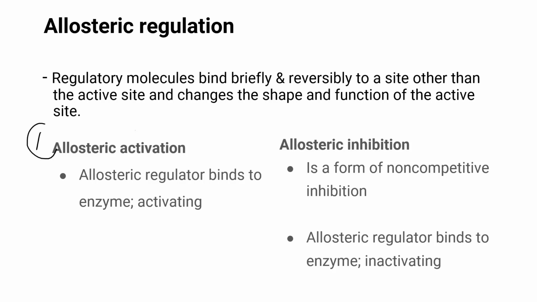Allosteric activation happens when the allosteric regulator binds to the enzyme, thus activating it, while allosteric inhibition is a form of non-competitive inhibition. The allosteric regulator binds to the enzyme, inactivating it.